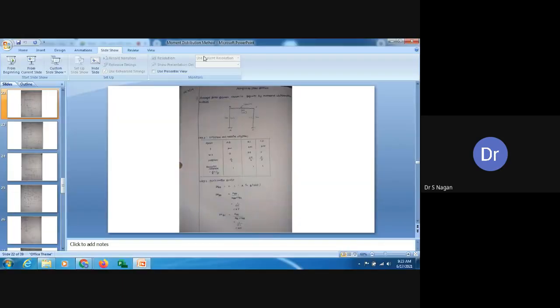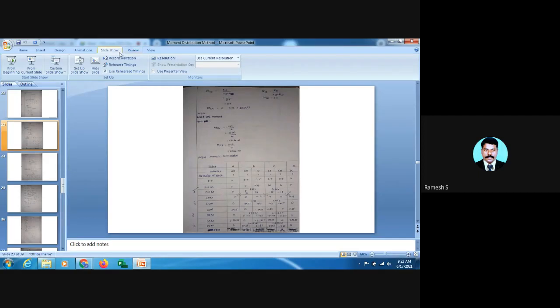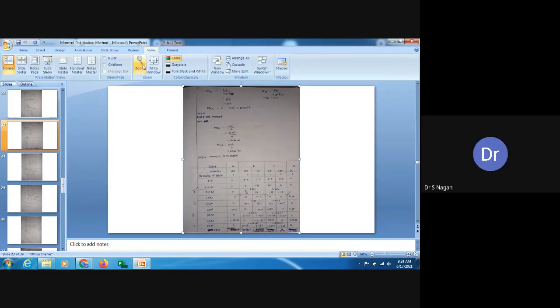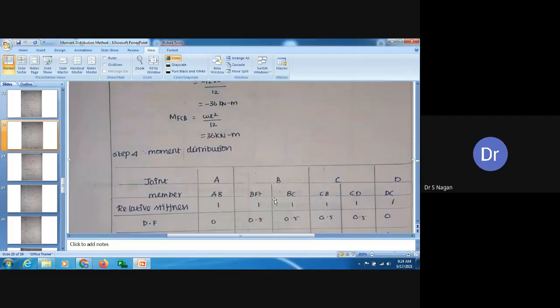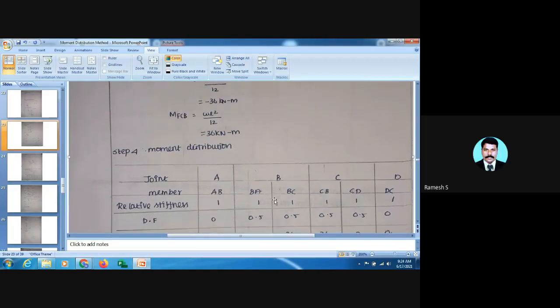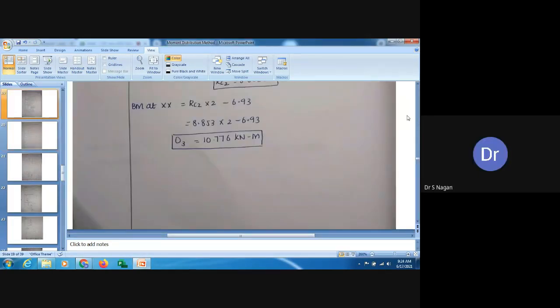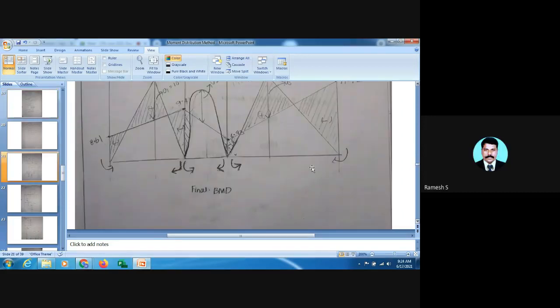Readable, Arka? Not, sir. Sir, Zoom, sir. Zoom it, sir. Forward now. Okay, sir. Good, sir. Okay, sir. Are you able to see? Yes, sir.